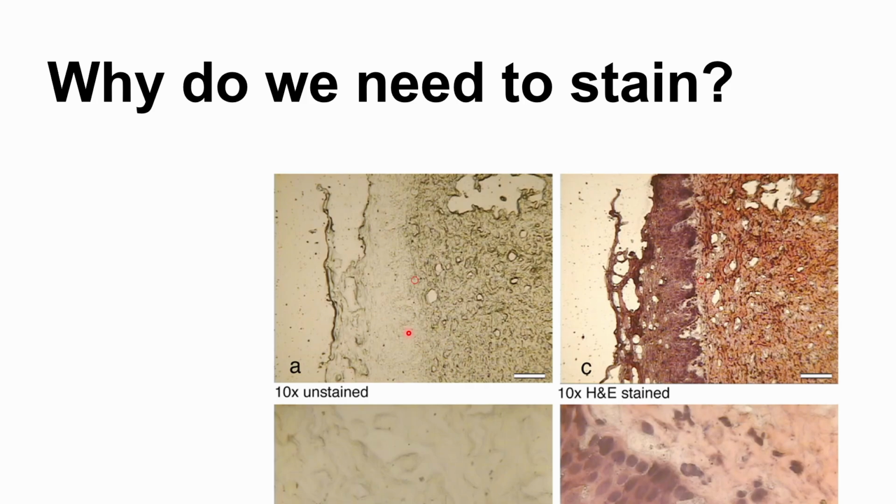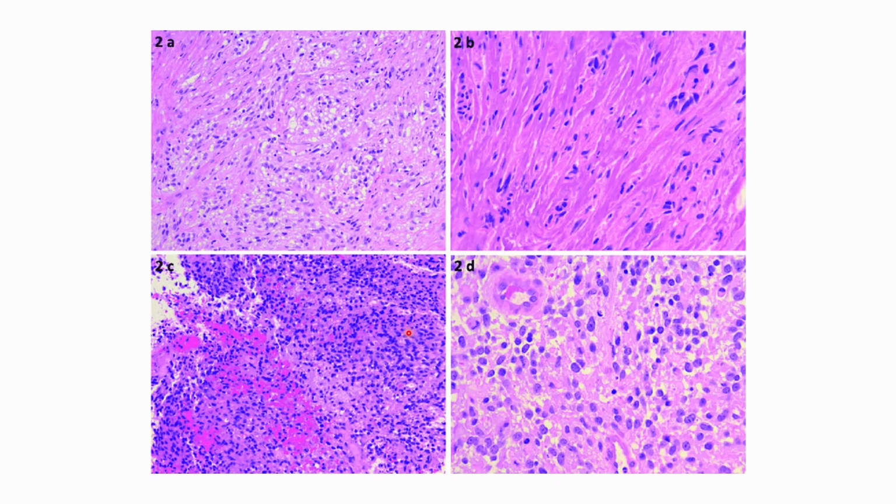Almost like glass, or imagine, I don't know if you did this when you were young, when you would put glue on the palm of your hands, then let it dry, then peel it off. It would look like that, no? So in order to better appreciate the specific parts of the tissue, we would need to stain.